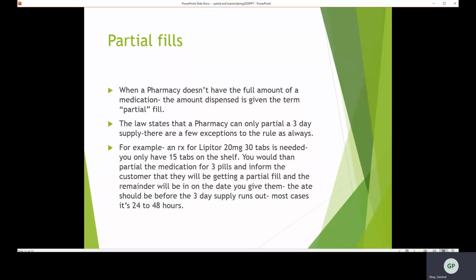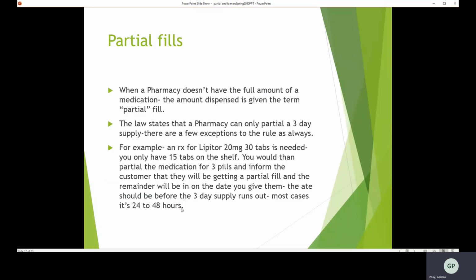So the example I give is a prescription for Lipitor 20 milligram, quantity of 30 tabs is needed. You only have 15 tabs on the shelf, so you don't have enough for 30. You would then partial the medication for 3 pills and inform the customer that they will be getting a partial fill and the remainder will be in on the date you give them. The date should be before the 3-day supply runs out. In most cases, it takes 24 to 48 hours to order a medication.